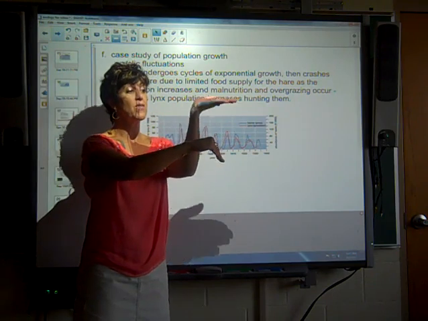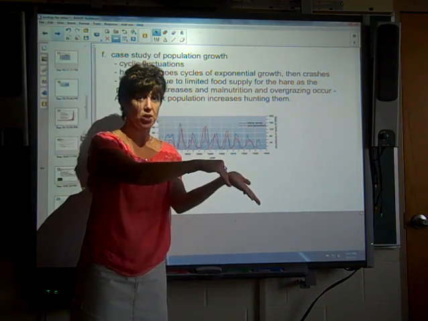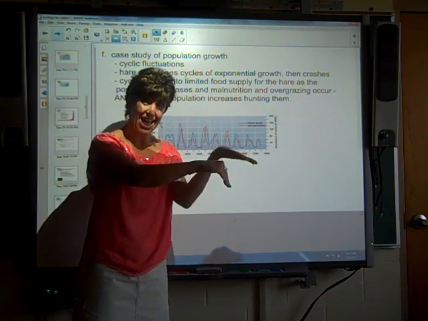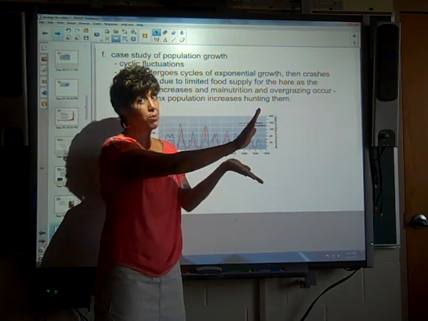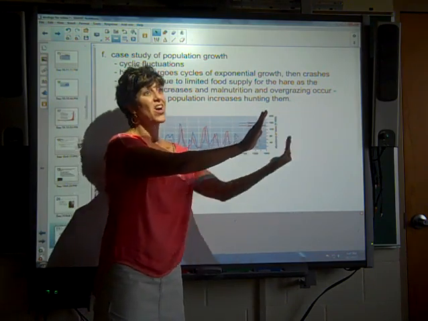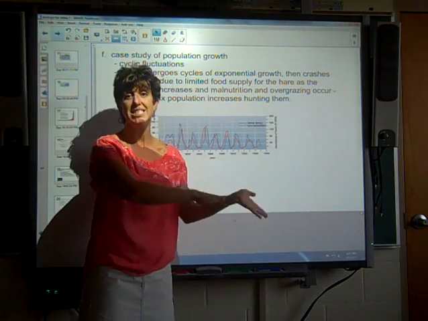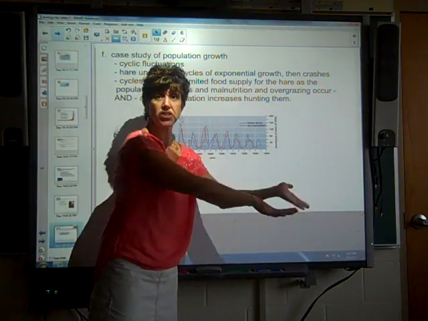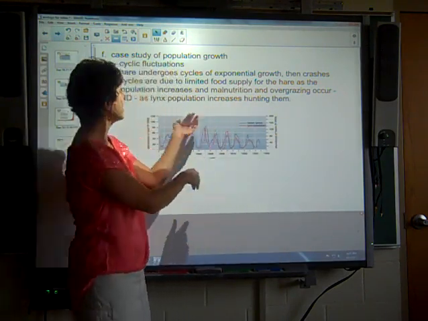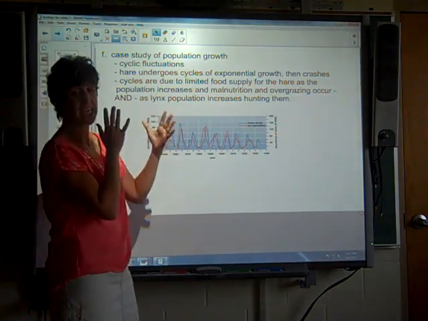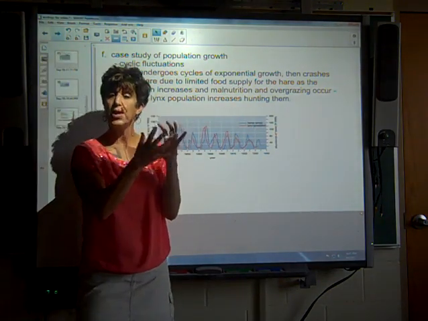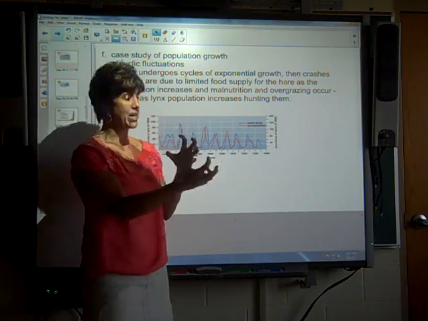Less food is now available, so the lynx population goes down. If there's less predator, wow, now my prey population can go back up, causing this to go back up. So you get the idea. It's like those roller coasters that follow each other. That is a perfect example of looking at population growth and doing a case study between a predator and a prey.